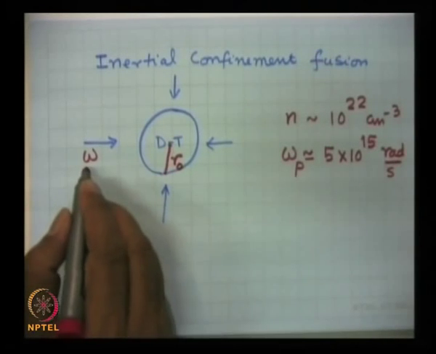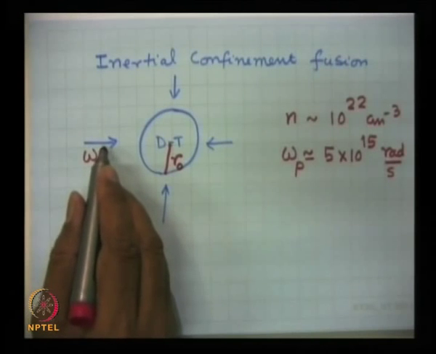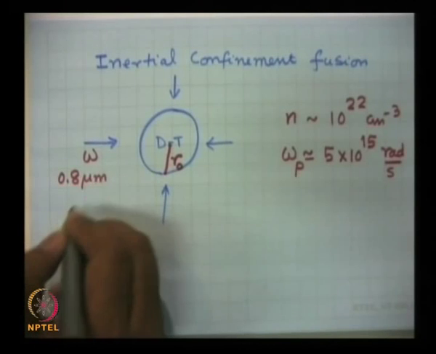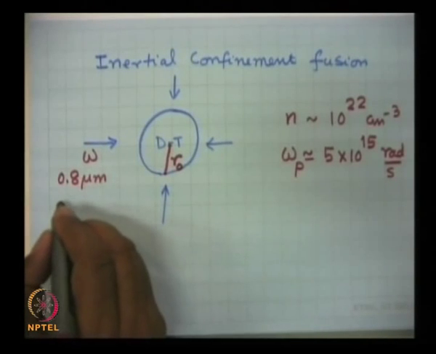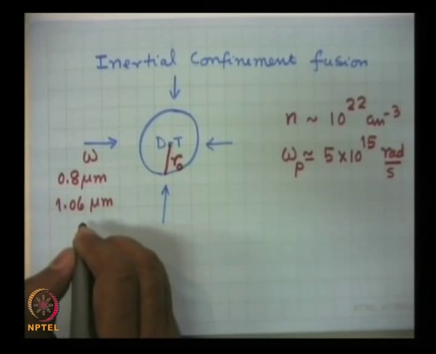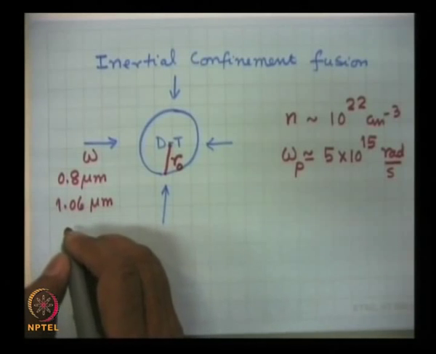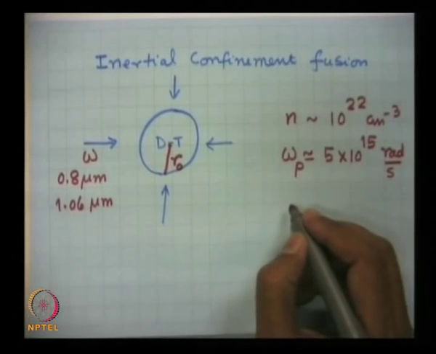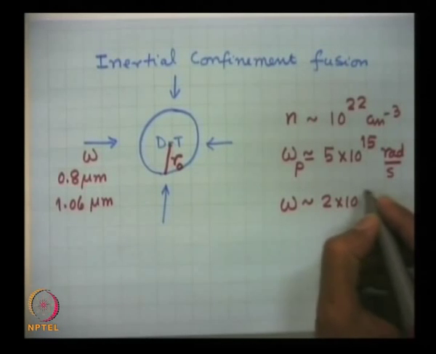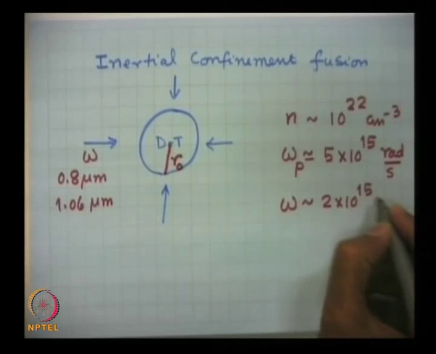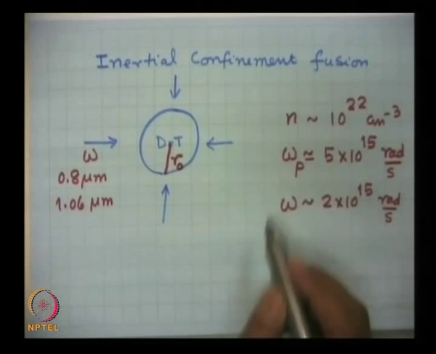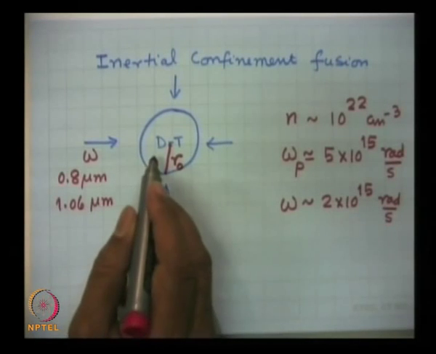The laser you employ here either has 0.8 micron wavelength, called a Ti sapphire laser, or 1.06 micron wavelength, called a neodymium glass laser. So typically the wavelength is around 1 micron. If I take 1 micron here, then omega turns out to be typically 2 into 10 to the power 15 radian per second. Obviously, this omega is less than omega p, so the laser will not penetrate once the plasma is created.